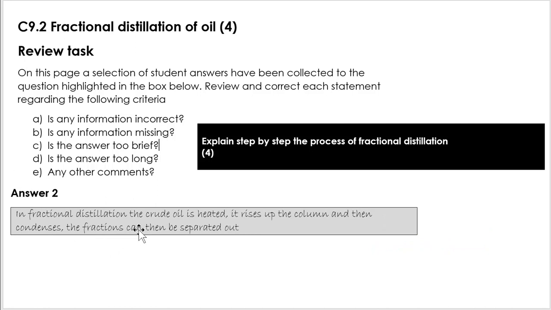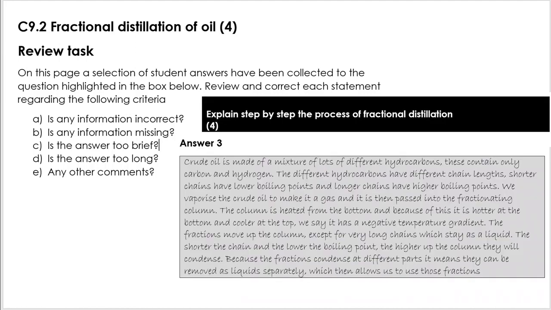So we have got here that the crude oil is heated, not told it's vaporised. We're told it rises up the column and then condenses, but it doesn't give us an idea of the temperature gradient within the fractionating column. It doesn't give us an idea about shorter chains condensing higher up. So there's very limited detail here. You need 4 separate points. That would possibly get 1 mark. Next one.